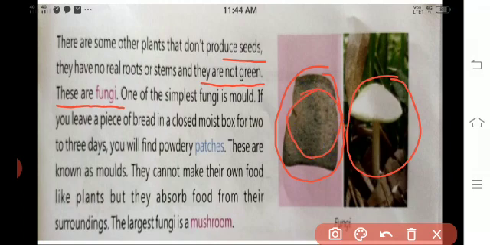If you leave a piece of bread in a closed, moist box for two or three days, you will find powdery patches. These are known as molds. They cannot make their own food like plants, but they absorb food from the surroundings. The largest fungus is the mushroom.